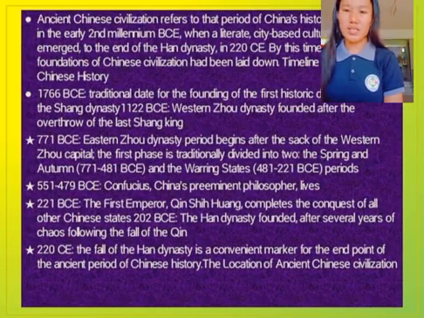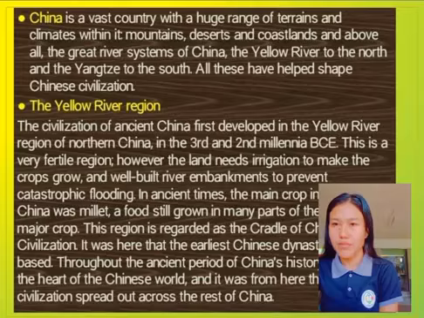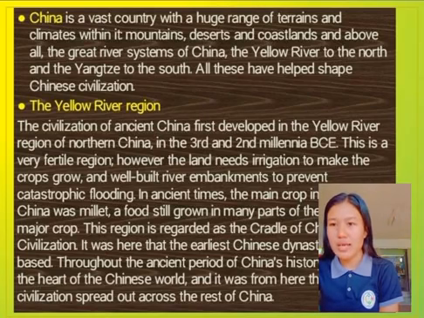The location of ancient Chinese civilization. China is a vast country with a huge range of terrains and climates within it. Mountains, deserts, and coastal lands, and above all, the great river systems of China, the Yellow River to the north and the Yangtze to the south. All these have helped shape Chinese civilization.